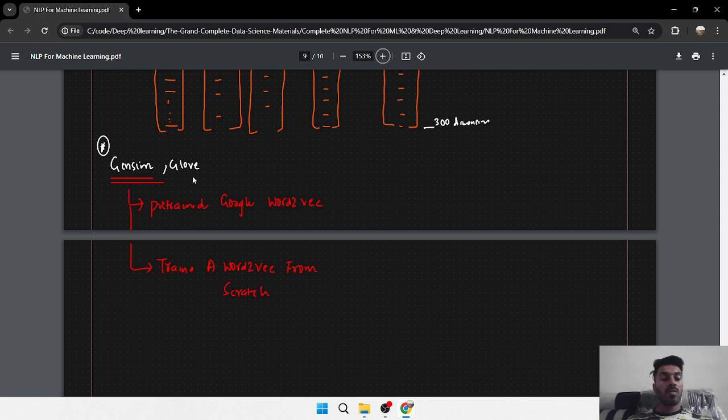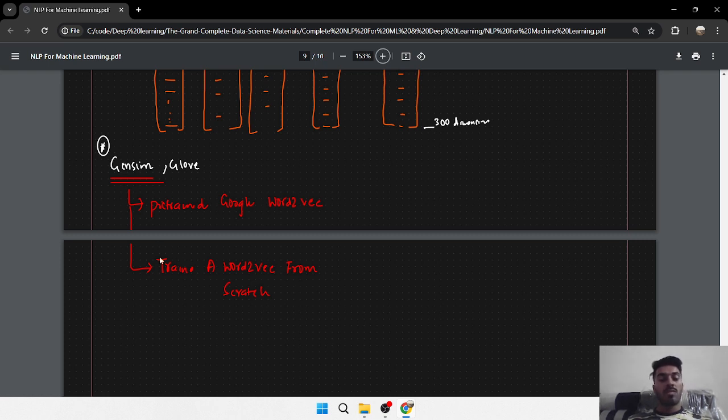Gensim and GloVe are packages we can find in Python libraries. All of these pretrained models, like Google Word2Vec, and training Word2Vec from scratch, are available inside Gensim or GloVe. Now, we have the TensorFlow library, and inside TensorFlow we have the Keras library. Basically, Keras is a wrapper on TensorFlow nowadays.